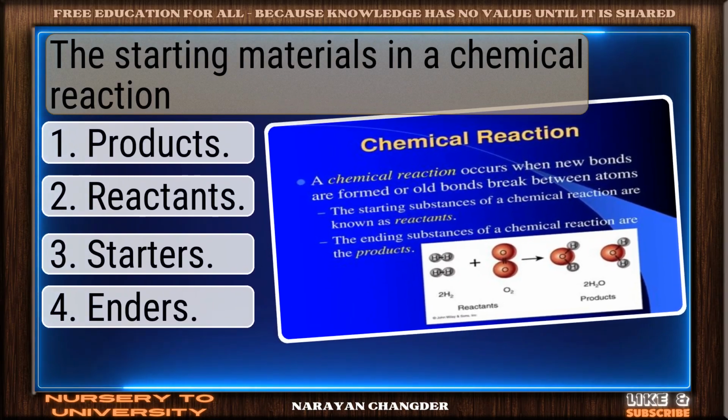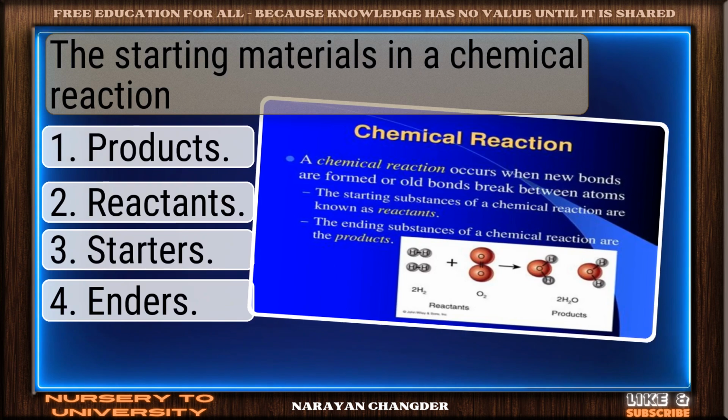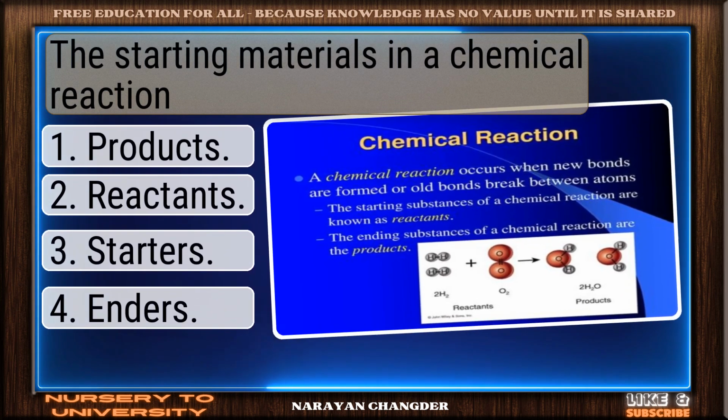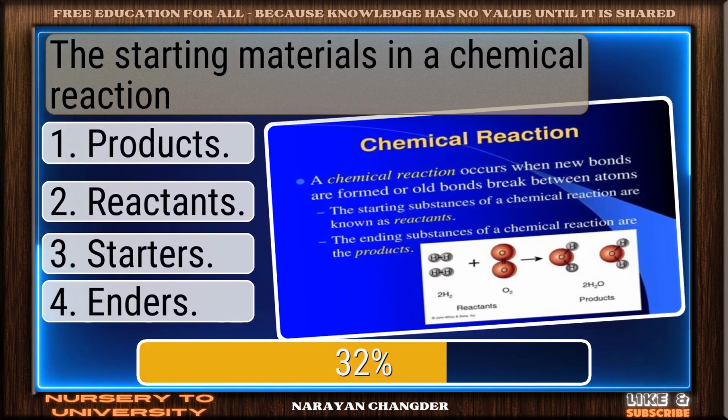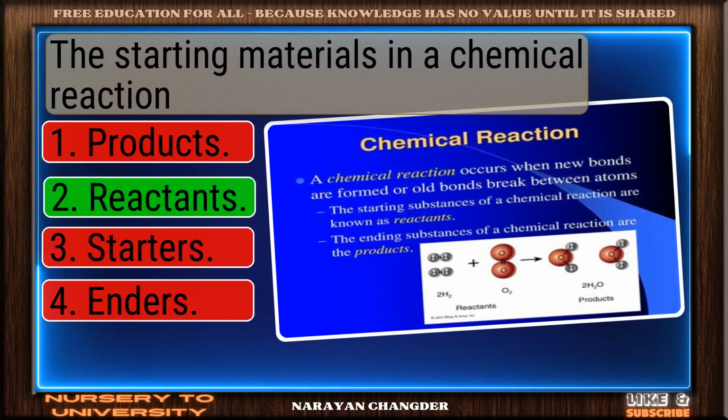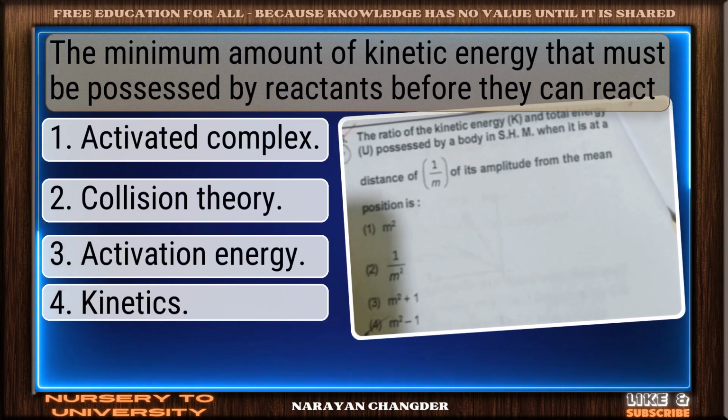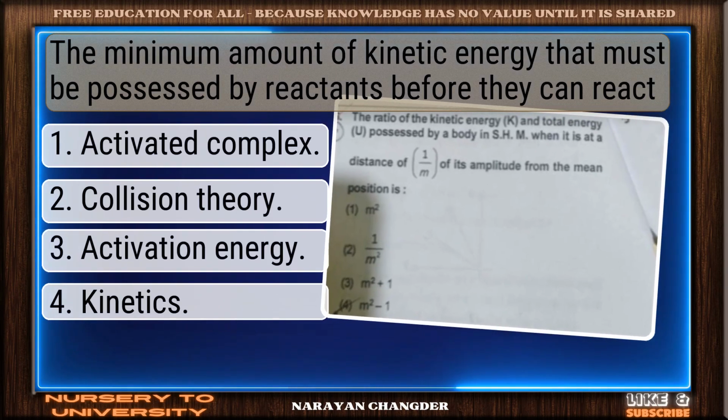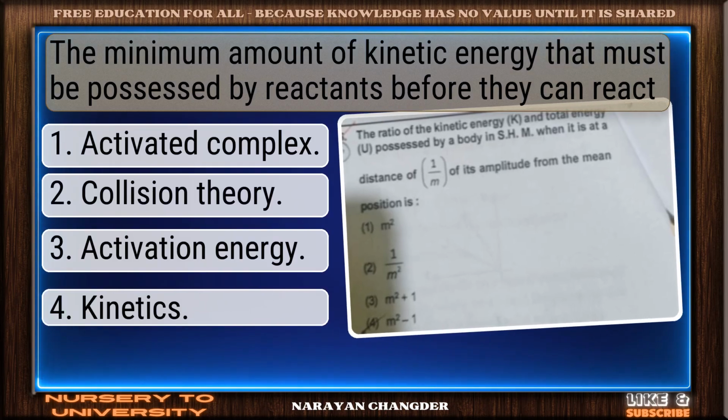The starting materials in a chemical reaction. Option 1, products. Option 2, reactants. Option 3, starters. Option 4, enders. Reactants is correct.